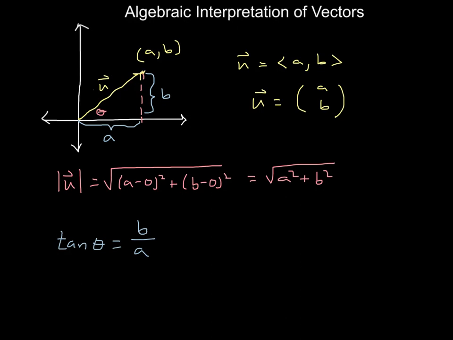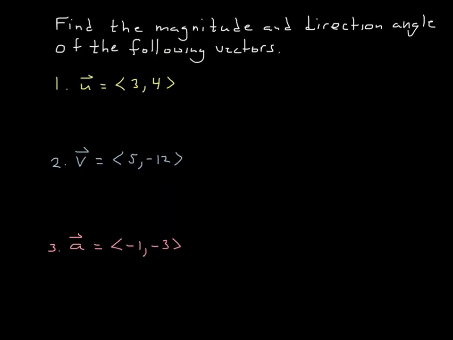So now make sure you have those two: the magnitude, and the fact that the tangent of our direction angle is equal to B over A. And let's take a look at a couple of examples of things that you will see happening in the problems that you're going to have to work on. What we have here are three vectors, and I need to find the magnitude and direction angle for each one of these vectors. So let's take a look at the first one.